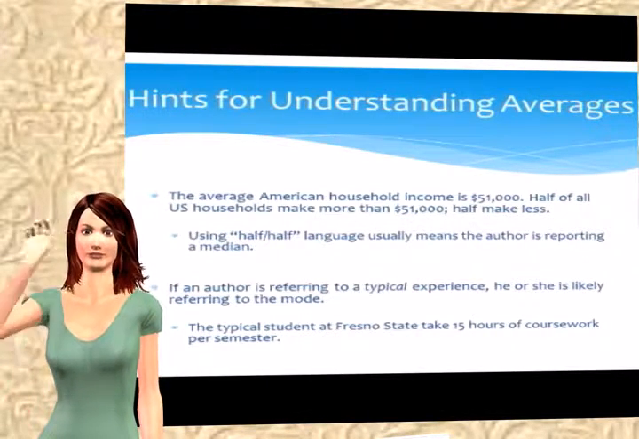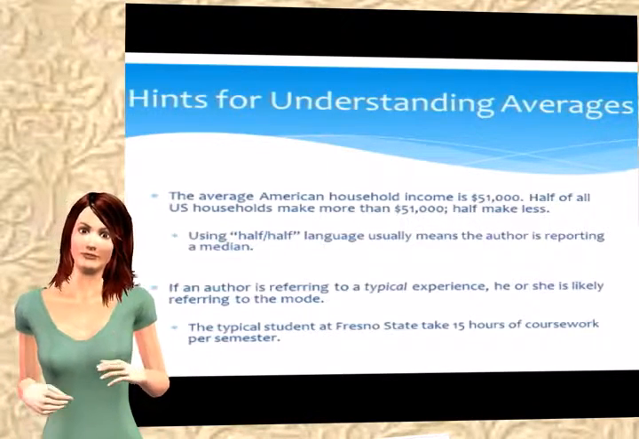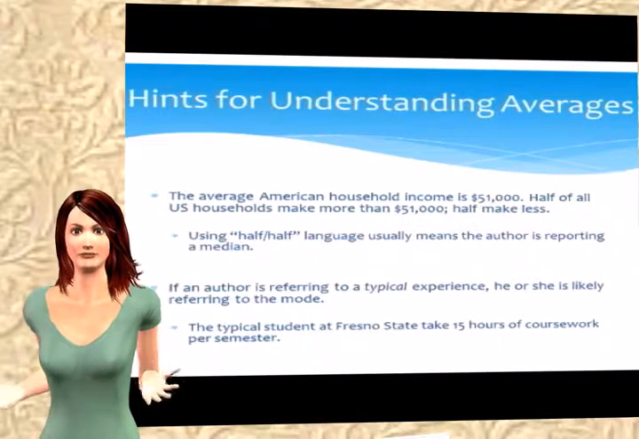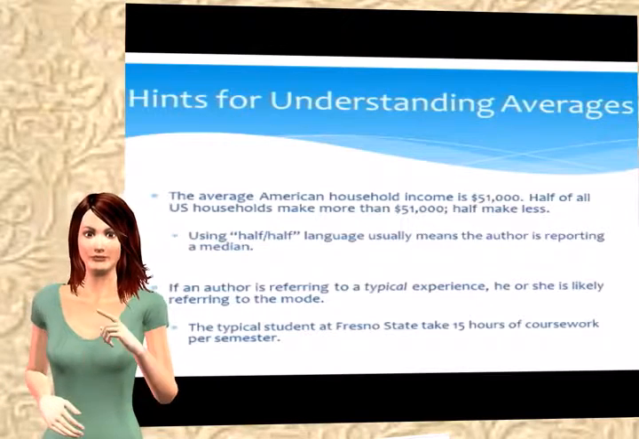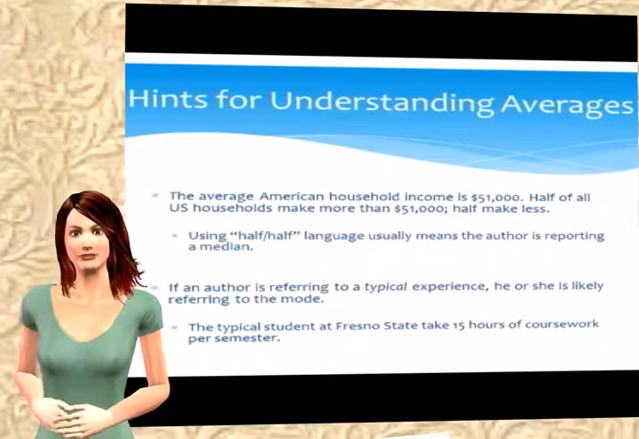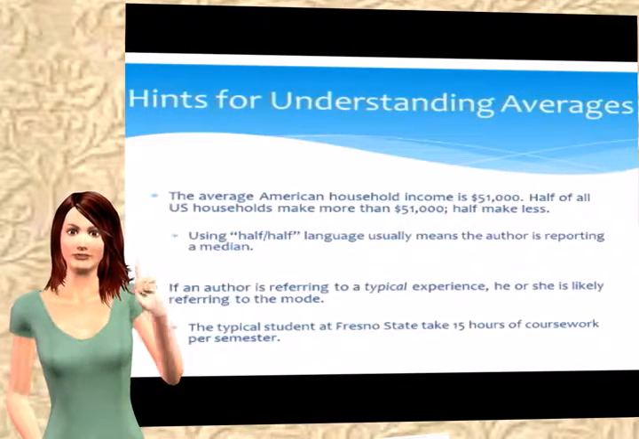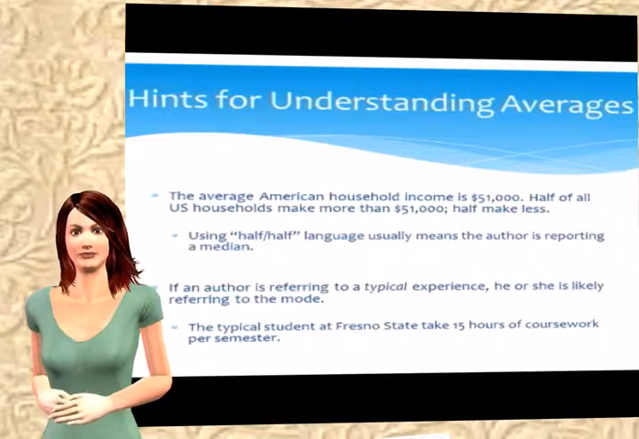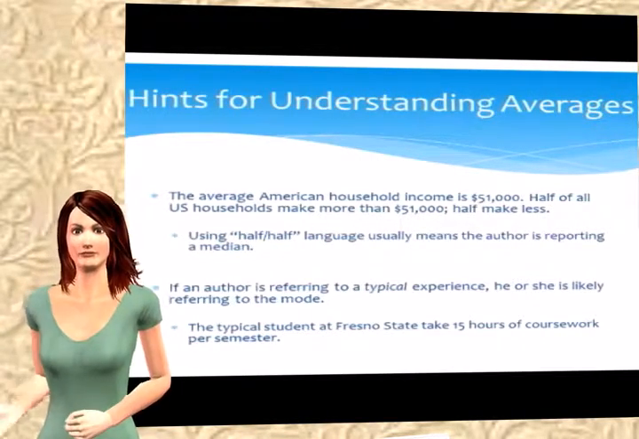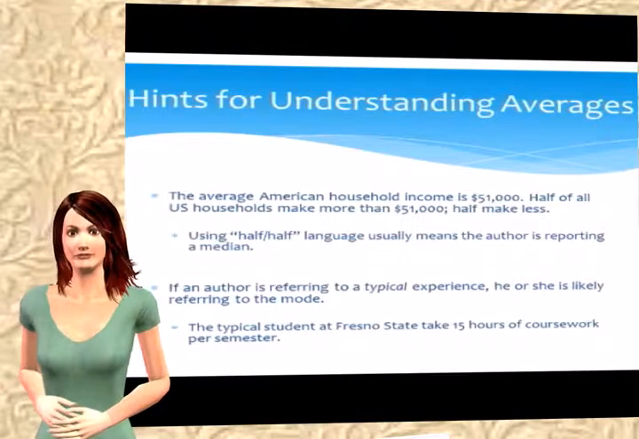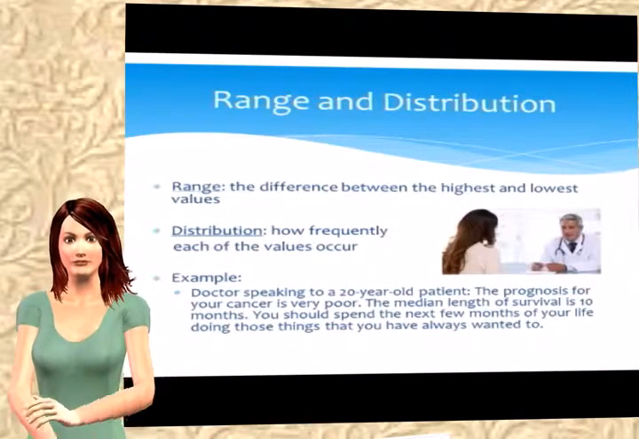If the author is referring to a typical experience, he or she is likely referring to the mode as a type of average. So if we say the typical student at Fresno State takes 15 hours or 15 units of coursework per semester, what we're saying is that that's the most common course load for students at Fresno State. That if we surveyed all 21,000 of you, 15 units or 15 course hours would be the most common course load.